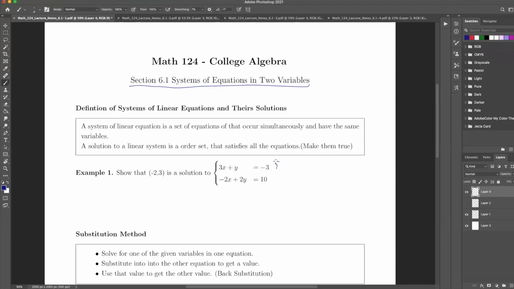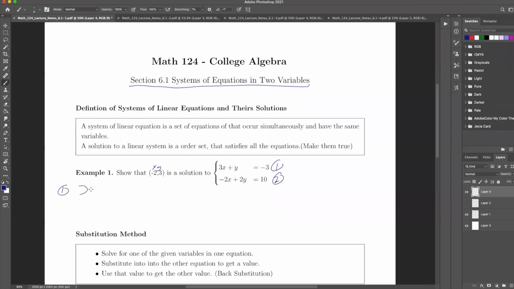I'm always going to call this one equation 1 and this equation 2. This is 1. This is 2. You only know it because I say it. And so here, if we want to test this as a solution, remember this is your x, this is your y, all we do is plug it in.